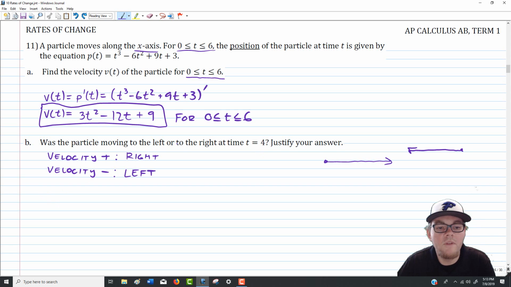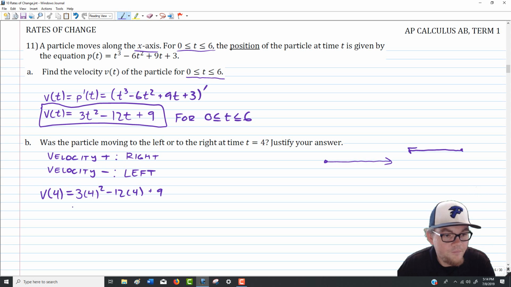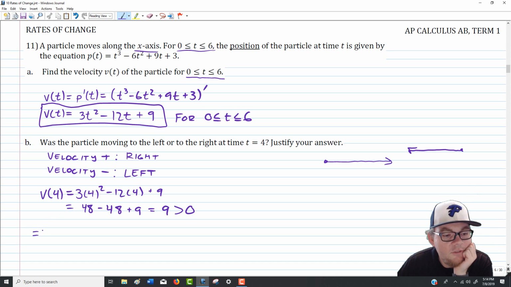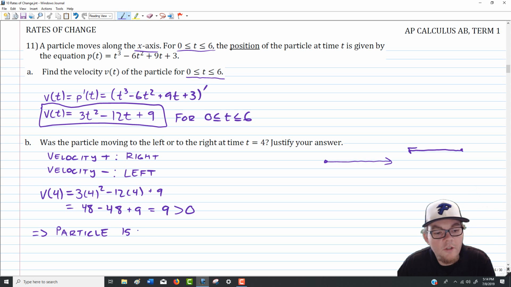So if we want to find out was the particle moving left or right at time t equals 4, we need to calculate v of 4. Plugging in here, we'll have 3 times 4 squared, minus 12 times 4 plus 9. It's going to be 48 minus 48 plus 9. Ooh, it's equal to 9. So what I'm seeing is that 9 is greater than 0. So what that tells me is that the particle, look at that little particle, it's moving. According to this, the particle is moving to the right.